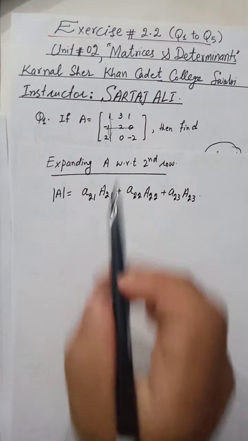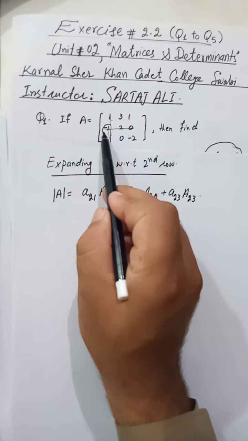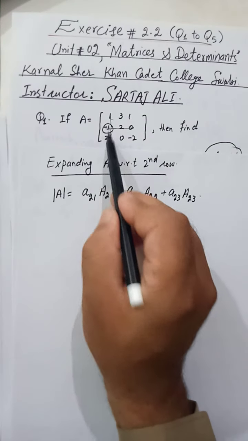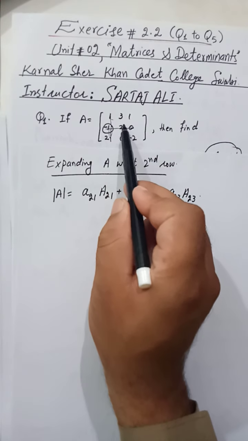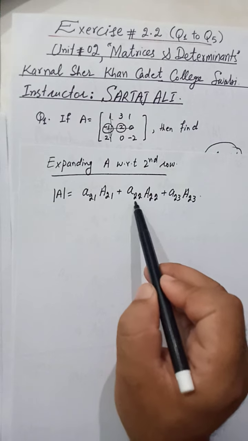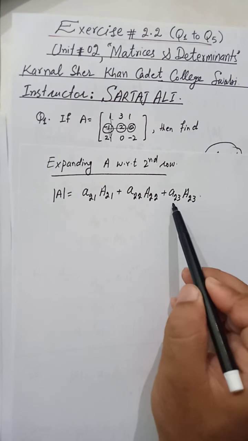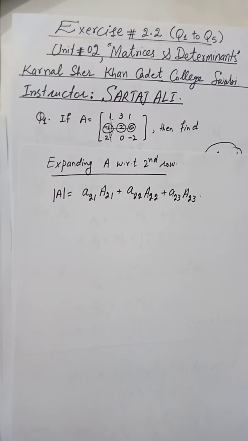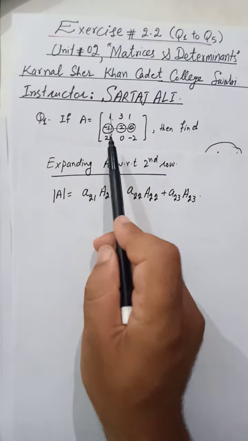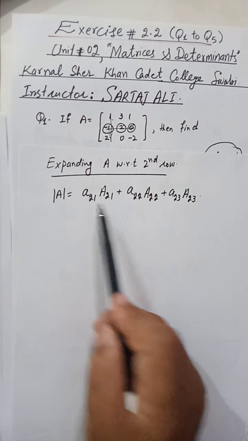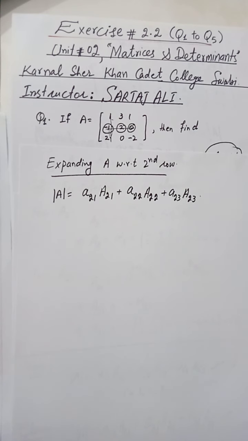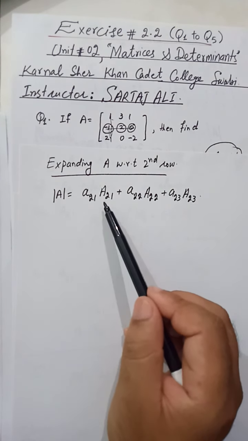Now the elements of the second row: this is the element in the second row first column, this is the element in the second row second column, and this is the element in the second row third column. So in general form these elements are a21, a22 and a23, and their cofactors are in the capital form.